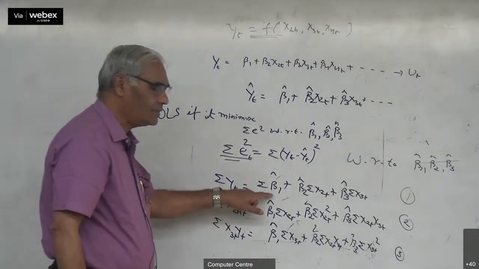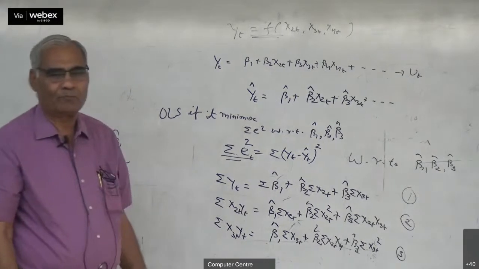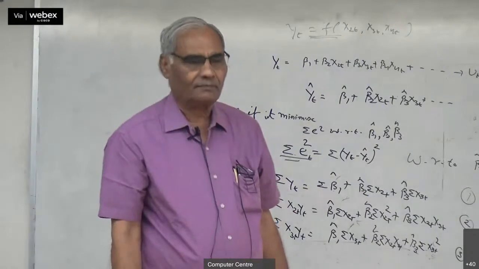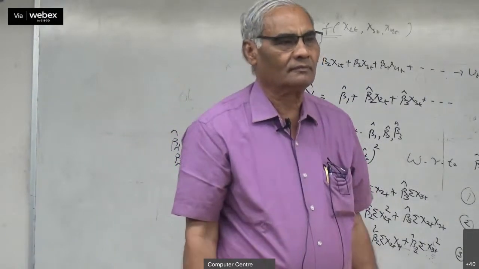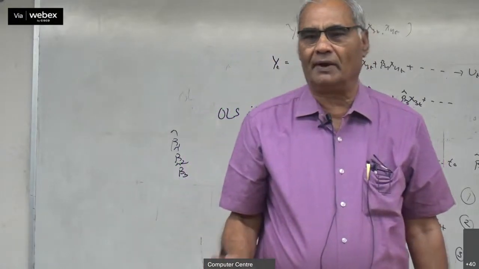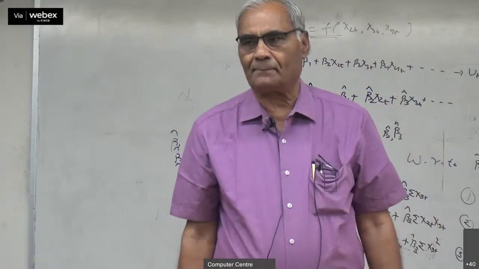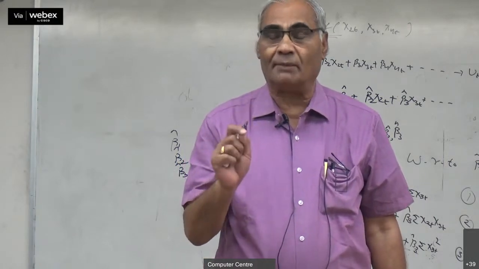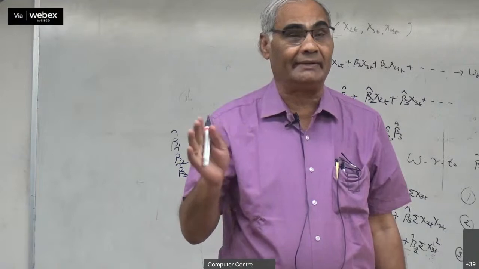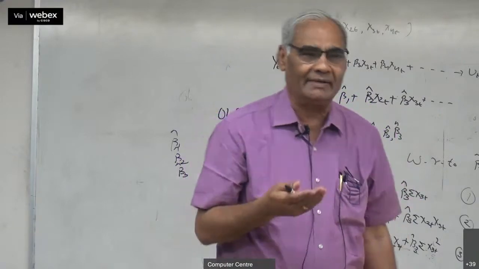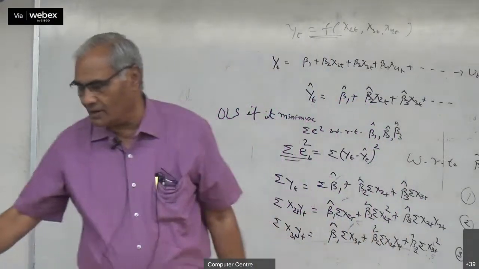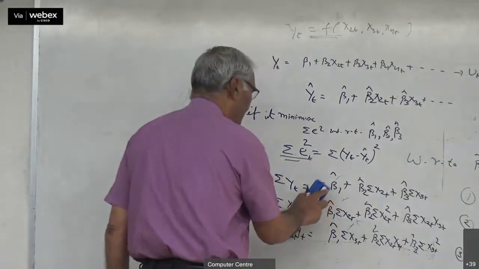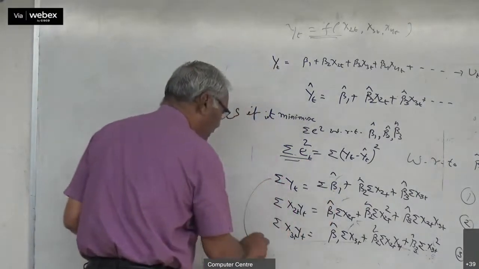So what is summation B1? B1 is constant, and you are summing B1, a constant number, n times. It will become n times B1. So I am rewriting this equation.